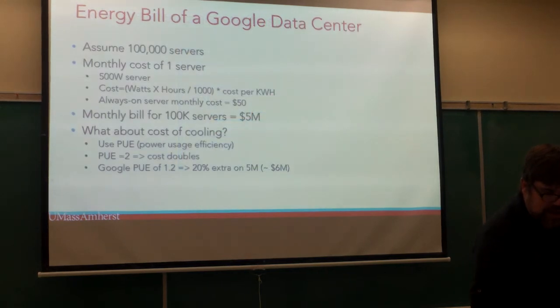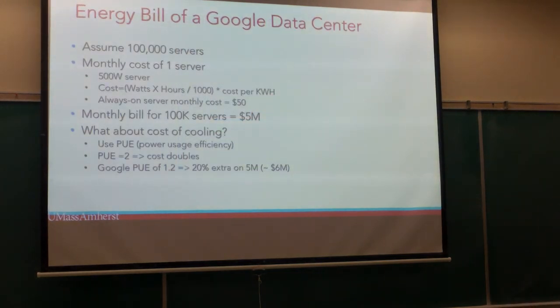And so the overall energy bill of a Google data center, if we assume we have 100,000 servers, and the monthly cost of one server, if we consider it to be a 500-watt server, and then think about the cost per kilowatt hour, if you have an always-on server, its monthly cost is going to be around $50, which might not seem like a lot, but if you have 100,000 servers, that's going to be $5 million a year that you're spending just to keep those servers powered. And then the cost of cooling, so a metric that's commonly used in data centers is called the power usage efficiency.